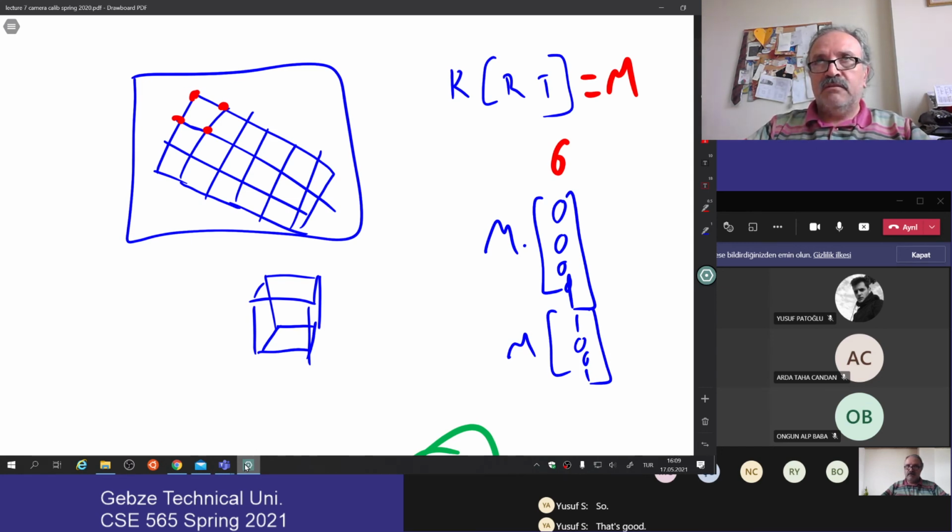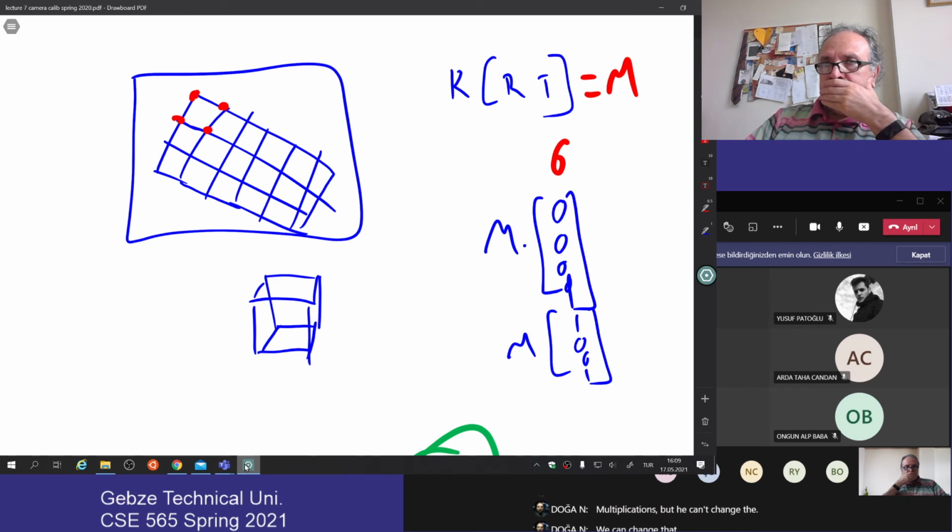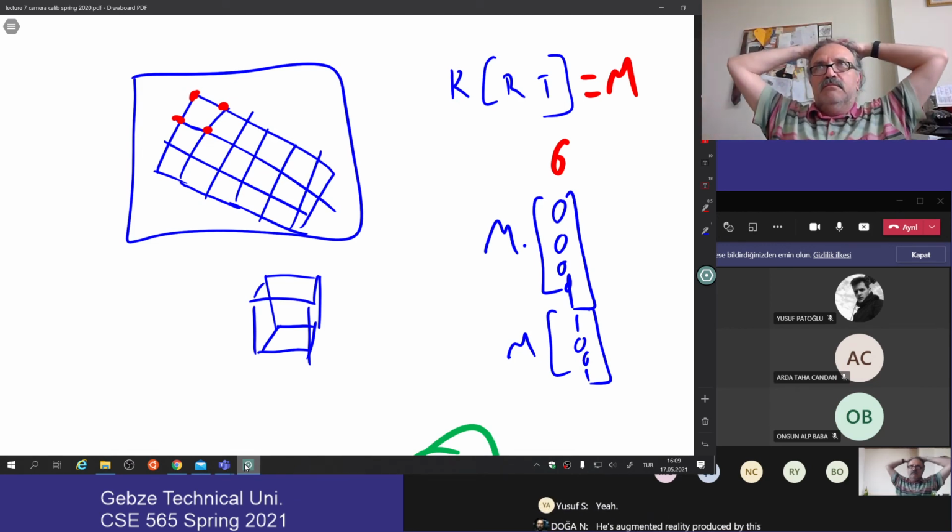Any questions? If you know intrinsic and extrinsic parameters of an image, by some algorithmic manipulations, we can change the coordinate system of the image, like in, I think, augmented reality. Is augmented reality produced this way?